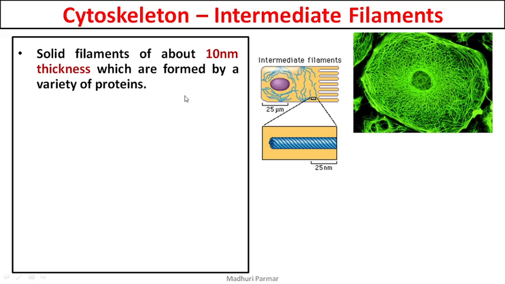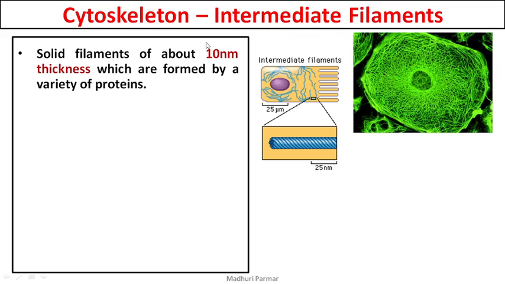Then you have the cytoskeleton's second type of filaments, which are called intermediate filaments. Intermediate filaments are 10 nanometer in size. Microfilaments are 6 to 8 nanometer. Then you have intermediate filaments, which are 10 nanometer. And then we will study microtubules, which are 13 nanometer in diameter. So you can see why it is called intermediate. Its thickness is between the both of them. So these are solid filaments of about 10 nanometer.